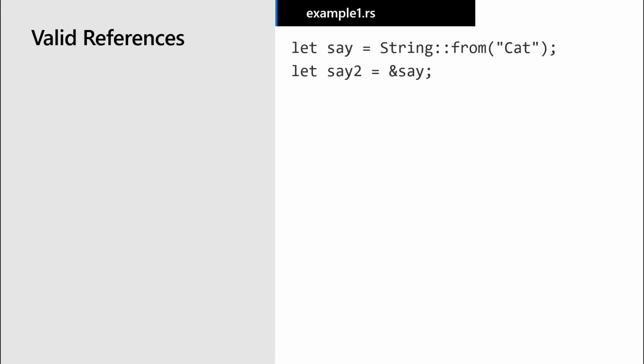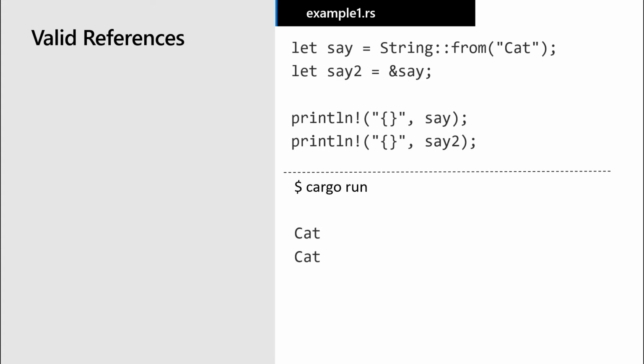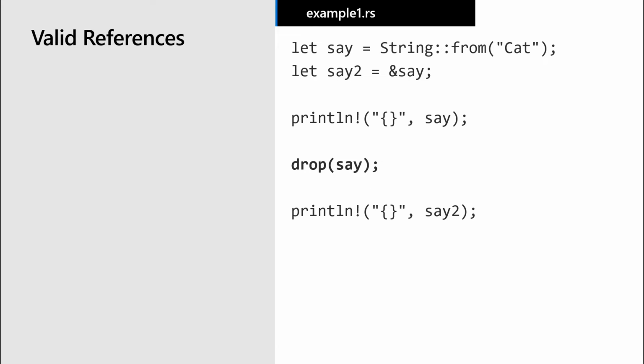First, we create a string and assign it to the say variable. Then we assign a reference to that string to the say2 variable. And then let's print out both variables. When we run this, we see the value of both variables printing out just fine. But what if we drop the say variable before we print out say2? When we run the code now, we receive an error.